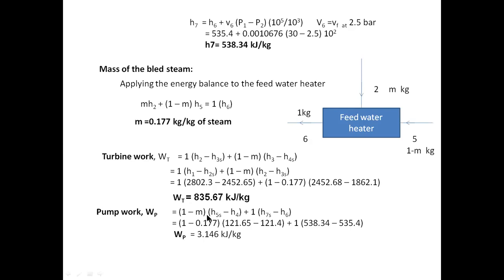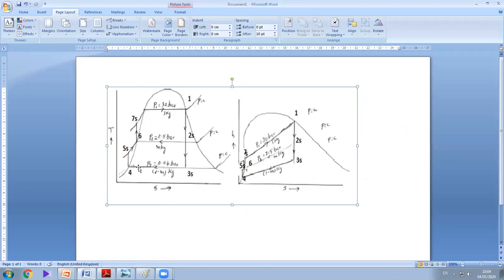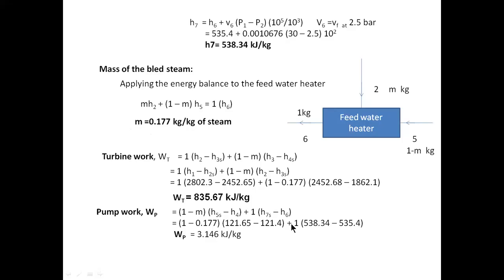The second pump work handles a mass of 1 kg. The second pump work is from 6 to 7. I will just show it on the diagram here. The first pump work is 4 to 5, the second pump work is from 6 to 7. Here the mass is 1 minus m. Here the mass m combines, so here the mass is 1 kg, from 6 to 7. So the pump work is 1 minus m into H5 minus H4 plus 1 into H7 minus H6.